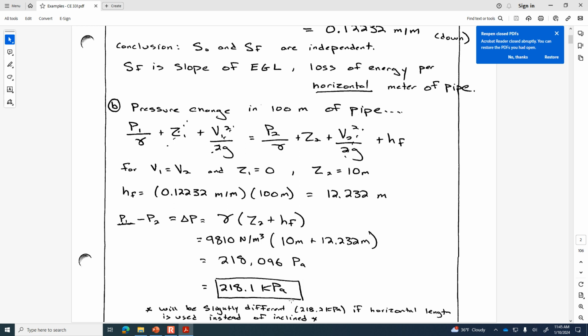So what we did is we canceled out the terms of the energy equation that we already knew or that were the same on the left side and the right side. So the velocity isn't changing through a constant diameter pipe. Continuity says that velocity in and velocity out in a pipe is the same. We just said by definition our elevation datum will start with 0 at location 1, so Z2 is 10 meters. So any questions about that problem and how we calculated the pressure change in the pipe?